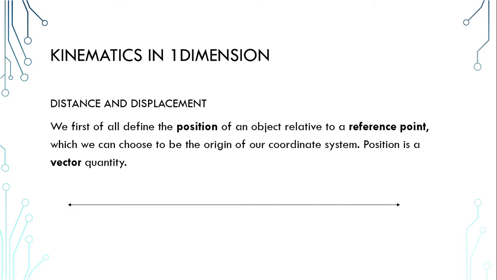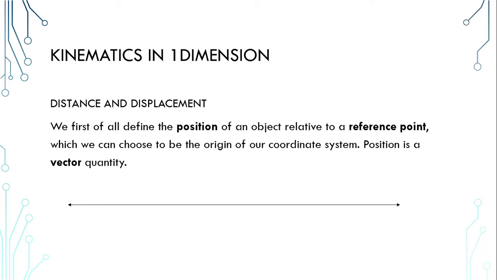Before we get to describing displacement, we actually have to define the position of an object. The position of an object is always measured relative to a reference point, which in general we can always choose to be the origin of the coordinate system. And position itself is a vector quantity.